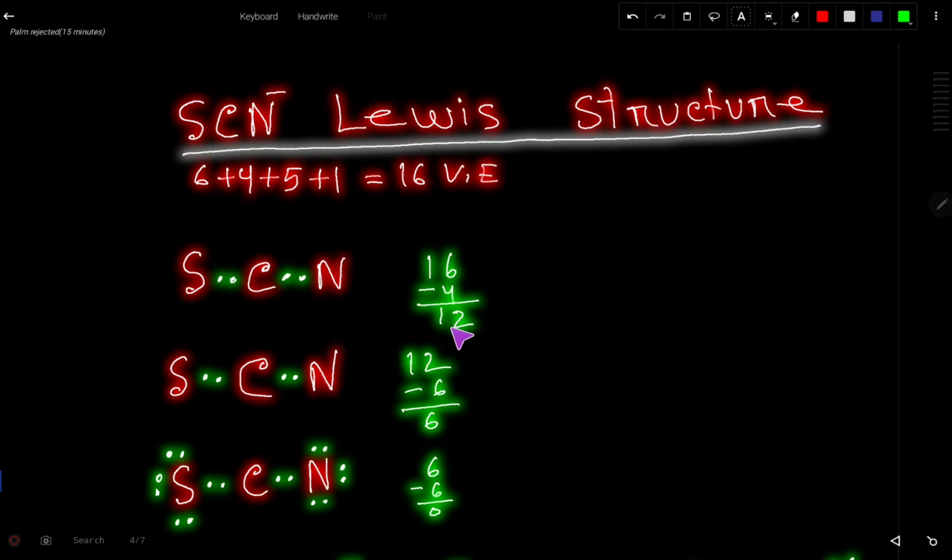These 12 valence electrons will be used to satisfy the octet of the outer atoms first. So let us satisfy the octet for the outer atom nitrogen here. Out of 12 we have used 6, so 6 valence electrons are left. These 6 valence electrons will go over this sulfur. So look, 2, 4, 6. Now we have gotten this structure, right?